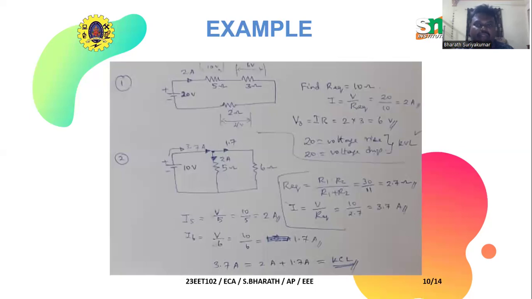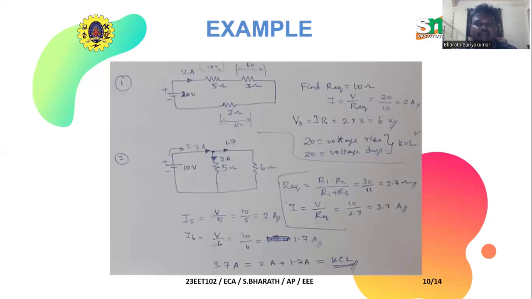The voltage at the source is equal to 20. So voltage rise is equal to voltage drop: 10 plus 6 plus 4 is equal to 20. So voltage rise is equal to voltage drop in the given circuit.